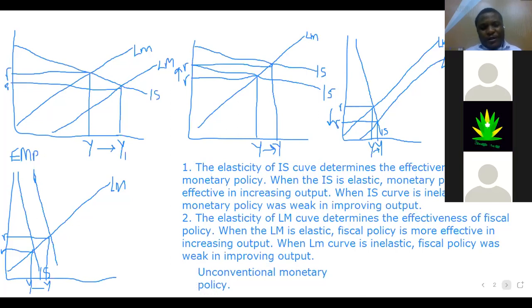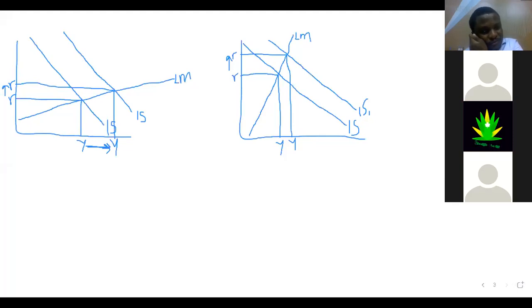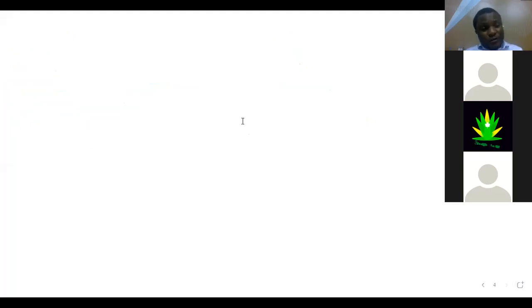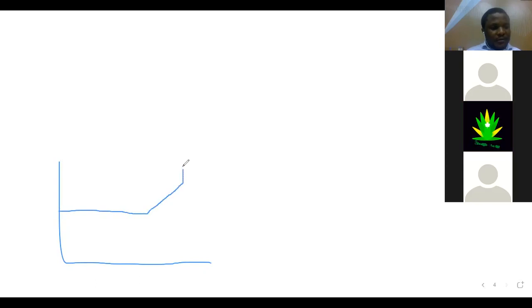All right, let's look at the AD-AS relation. Now we know that for us to effectively capture the AS, according to Keynes and the classicalists, our AS curve will look like this.